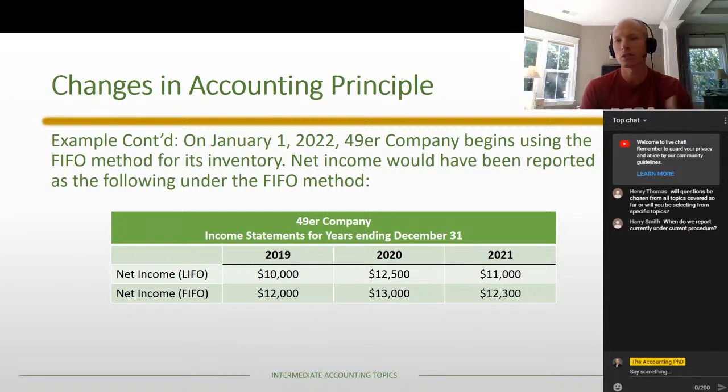So it's $12,000, $13,000, and $12,300. Again, this is just a transition from LIFO to FIFO. If they had used FIFO, their net income would have been different, and I've given you the different amounts that would have been reported if the company had always used FIFO. Originally, the company would have reported $10,000 in 2019, 12.5 in 2020, and 11,000 in 2021. Behind the scenes, the company is now going back and calculating what net income would have been under FIFO, and that's where we get these numbers. I'm just providing them to you so that you don't have to worry about figuring that out.